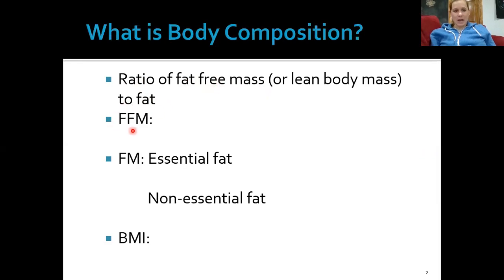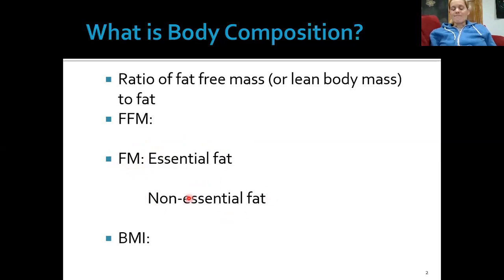Fat-free mass, which is listed here, includes your bone, muscle, connective tissue, and organs. So it's the essential components within the body above and beyond what you might have as fat. Fat mass can be broken down into two categories. We have essential fat and non-essential fat.